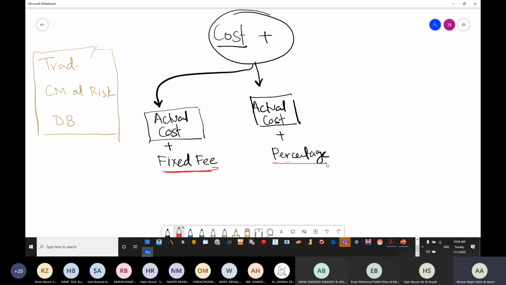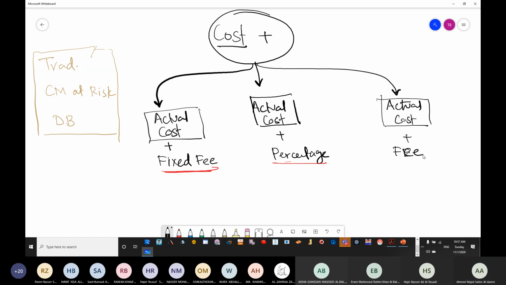And once again, we are going to pay the actual cost for the project. The percentage goes as a profit. The third method that we are going to take is going to be actual cost plus fee plus incentive. And these are going to be the profit. Okay.